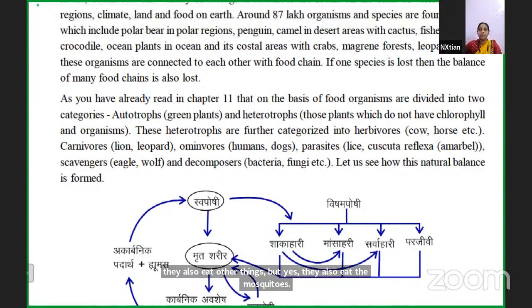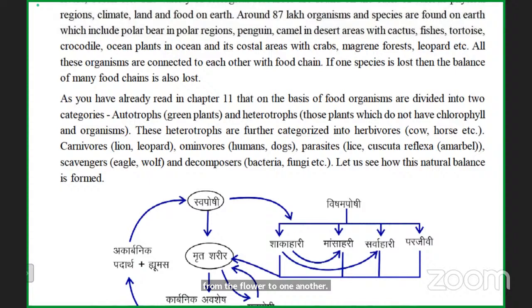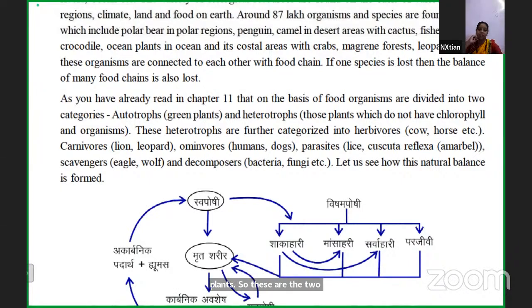Then you can say that like bees, mosquitoes are also sometimes pollinators. They carry pollen grains from one flower to another, with which pollination takes place. Many mosquitoes also sometimes eat nectar and pollinate the plants. So these are the two roles that mosquitoes take. One is that they are the food of some small animals. The second is that they do pollination.